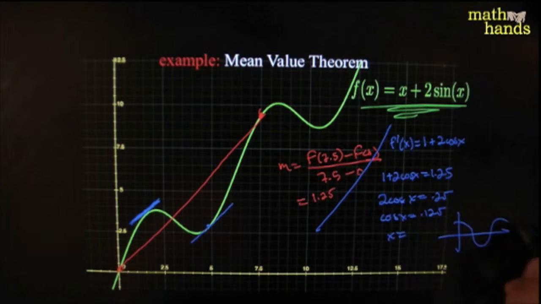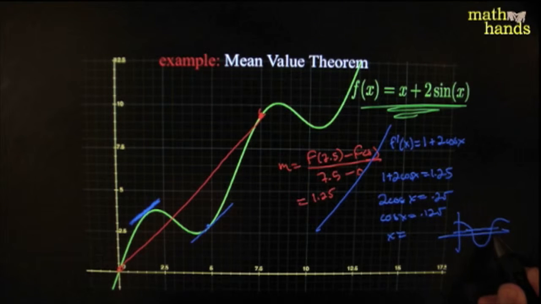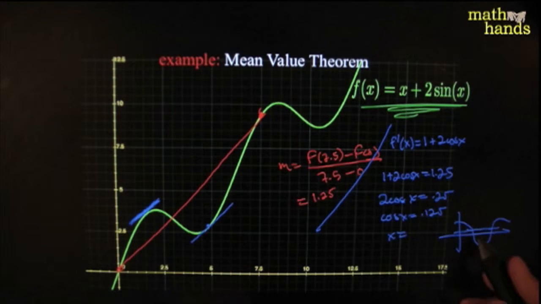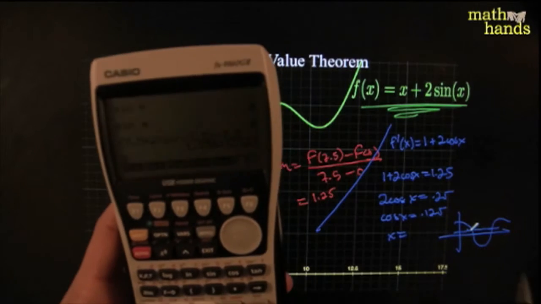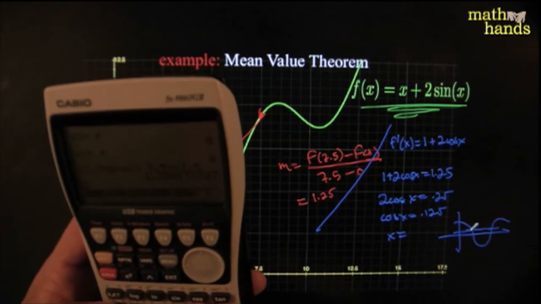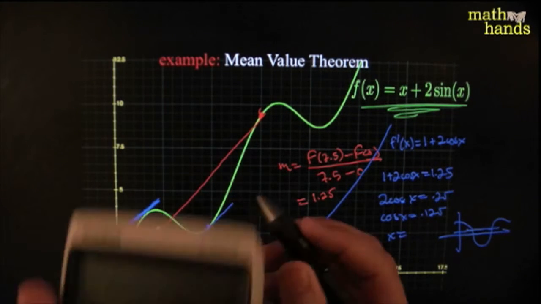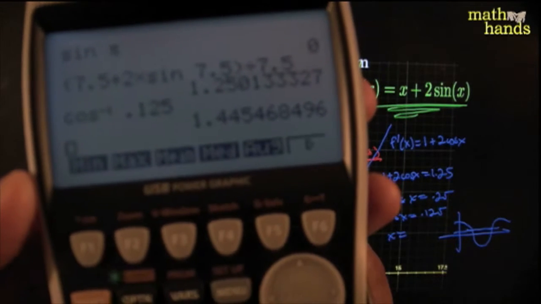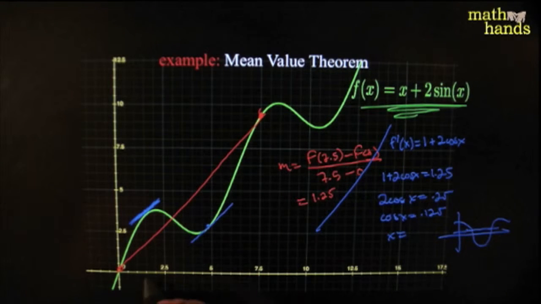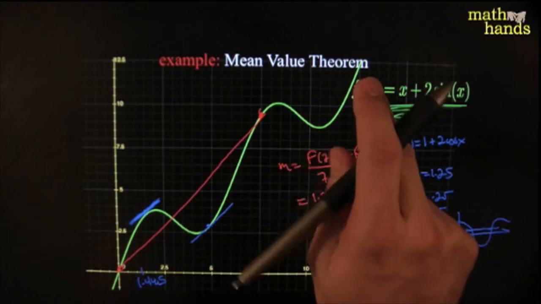Look at the cosine graph here. I'm looking for places where it's equal to 0.125, so it's going to happen before 90 degrees and a little bit after 270. So I'll do a cosine inverse of 0.125, and that gives me my first one, 1.445. That is exactly as expected on the graph here. I've got myself a point where the tangent slope matches the secant slope. That's exactly what the mean value theorem promised.